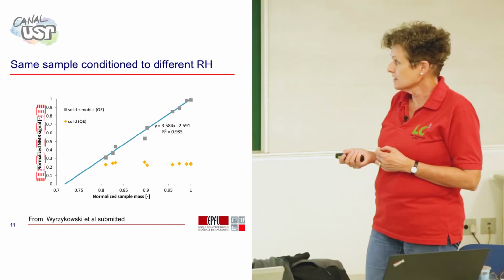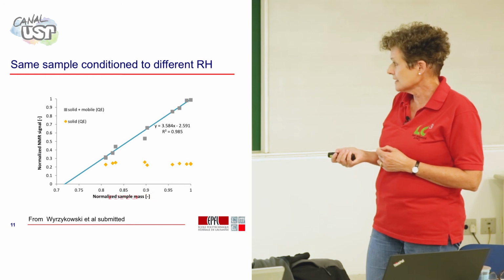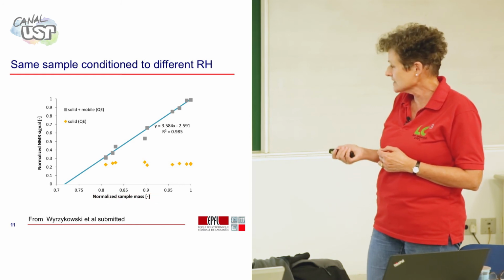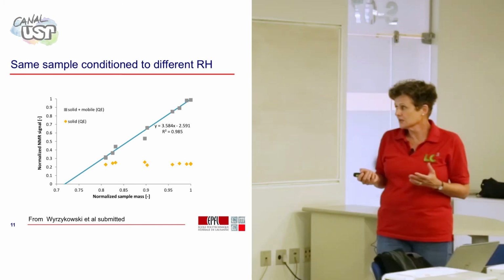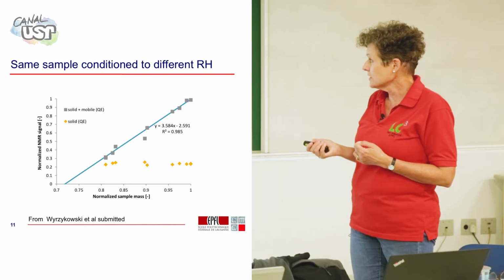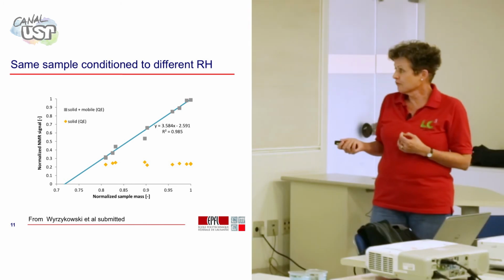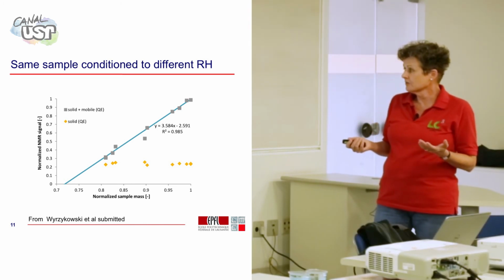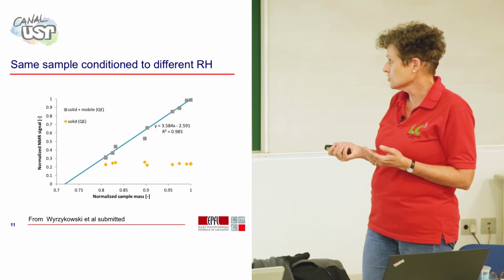So this is the normalized signal, and this is the normalized sample mass. These samples have been prepared in different relative humidities. And you see, as the mass is lost from the sample, the signal goes down in one-to-one correlation. And for these conditions of drying in relatively mild relative humidity, you see the solid signal is not changed at all.